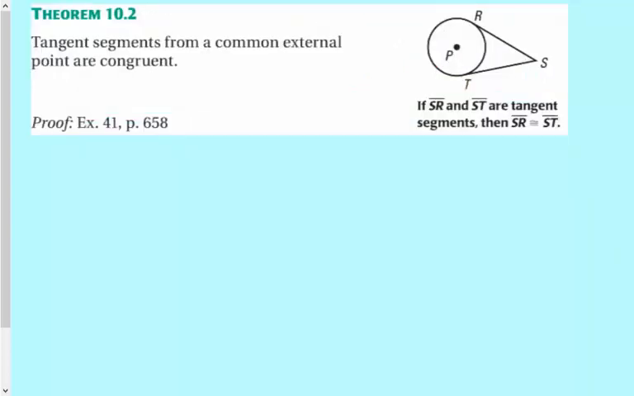All right, this is a little bit easier. Tangent segments from a common external point are congruent. Basically, if SR and ST are tangent segments, then those two are congruent. Again, just write down this here and the picture there. That's all you need to know.